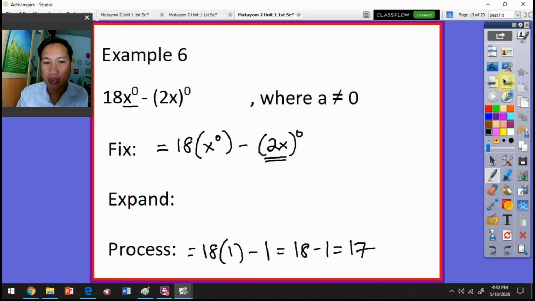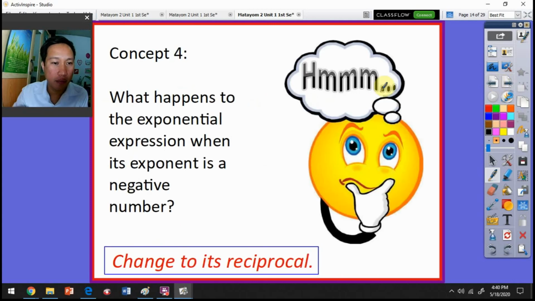So we're done with our first concept for today. Now we will have concept number 4. Here, what happens to the exponential expression when its exponent is a negative number? I have here the answer: change to its reciprocal.